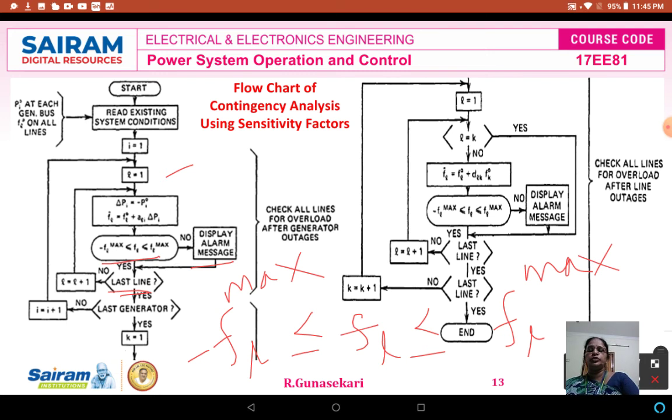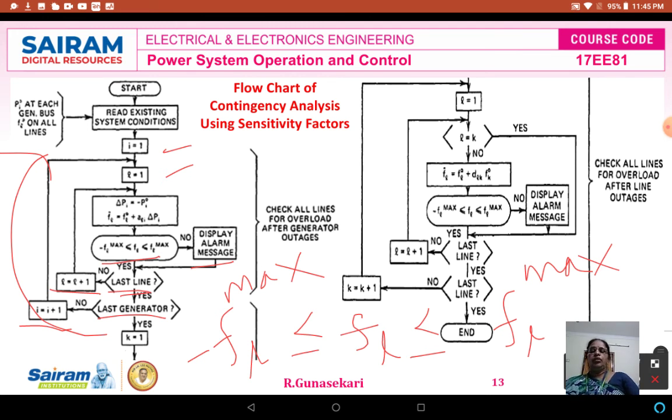So this loop should be continued till the last line outage is checked. Therefore the line L is incremented by 1, that is L = L + 1. If it is the last line, then it comes to the generator: is this the last generator? No. I = 1 is the first generator, and it is incremented again, so I = I + 1. Therefore the loop is continuously executed until the last line and the last generator are reached.